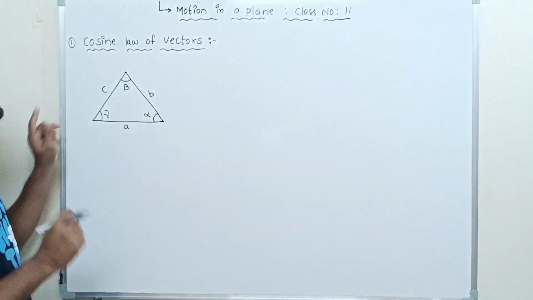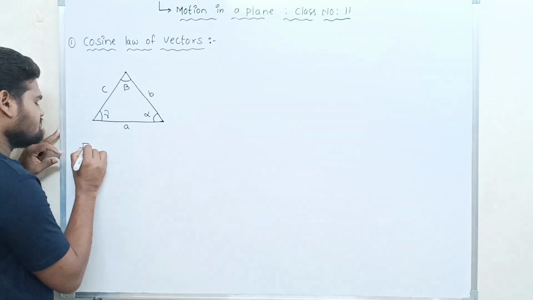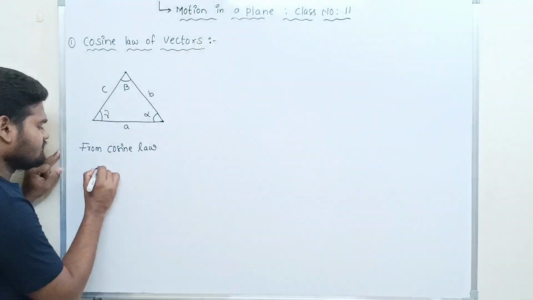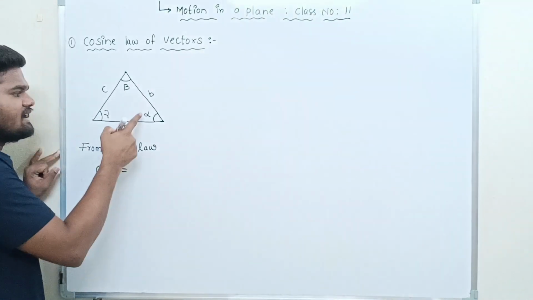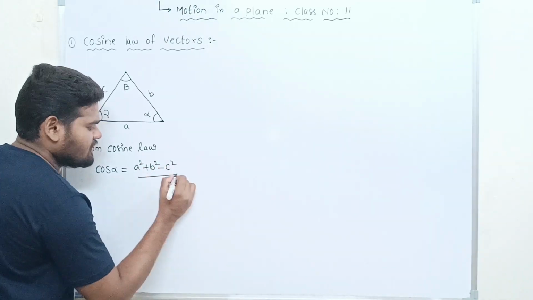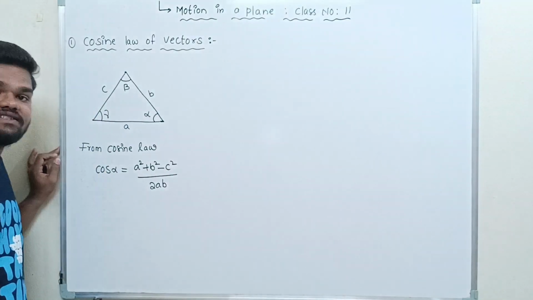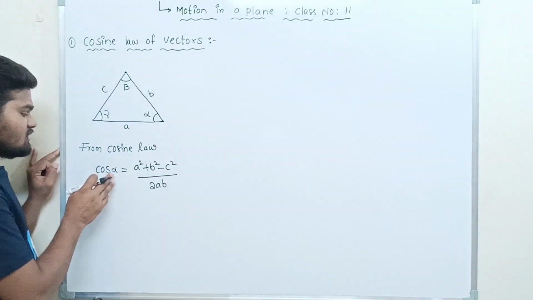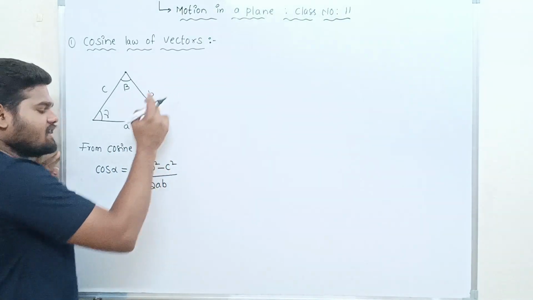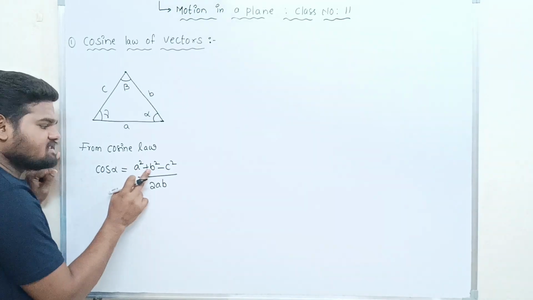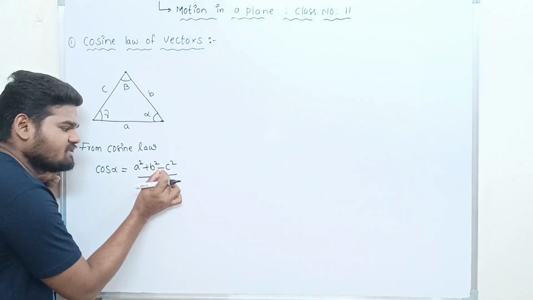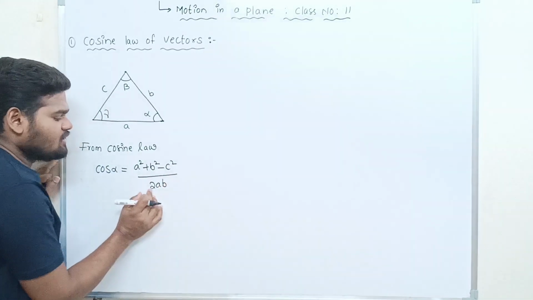Right. So from cosine law, we can write cos alpha is equal to a square plus b square minus c square, divided by 2ab. Have a look. This alpha is in between side a and side b, so I write a square plus b square. With respect to this alpha, the side c is the opposite side. That's why I'm taking minus c square, divided by 2 into ab.